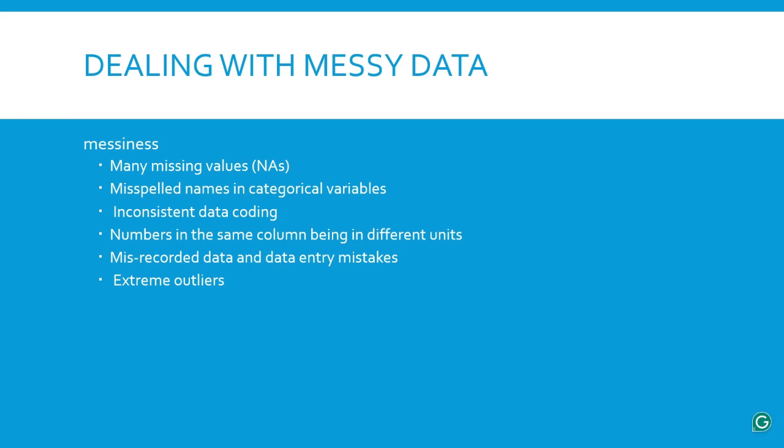Inconsistent data coding. The data codings are inconsistent. Numbers in the same column being in different units. That means the same attribute is stored with different units. Misrecorded data, data entry mistakes, and extreme outliers. So let us see how to deal with those things.